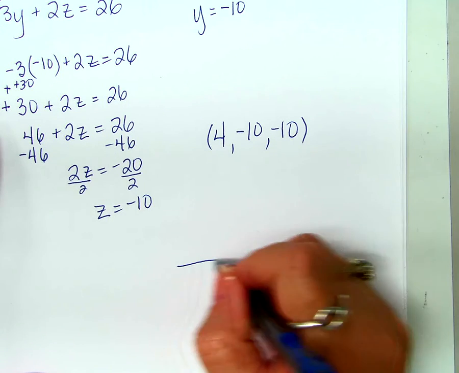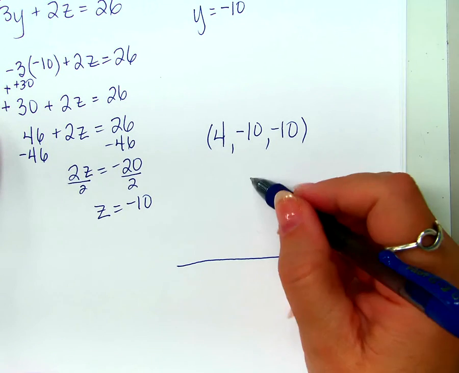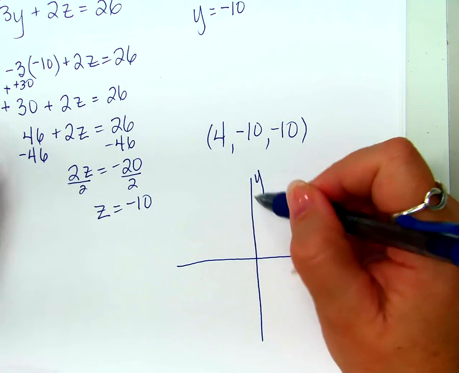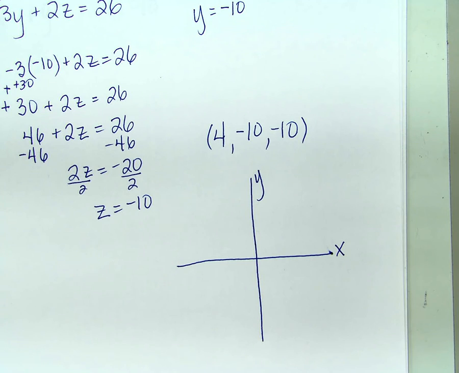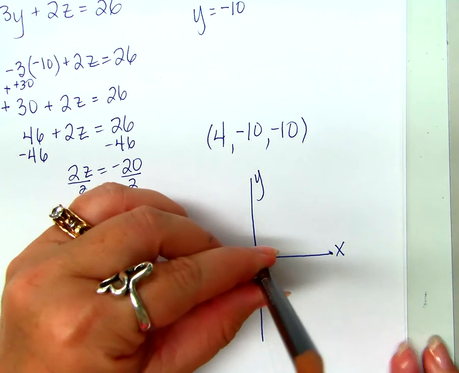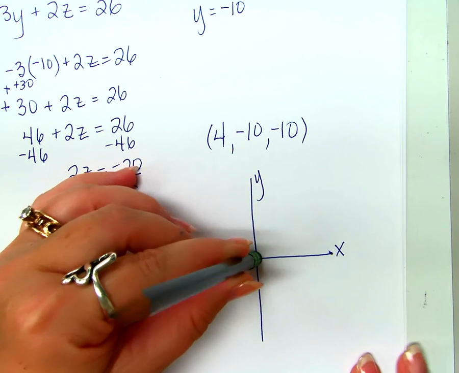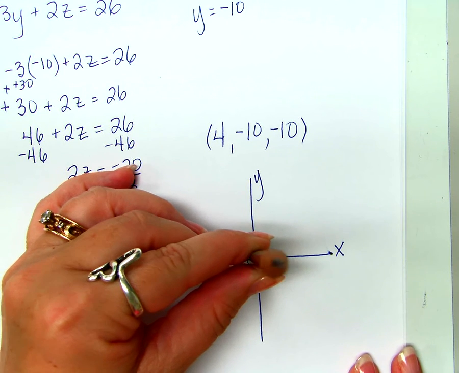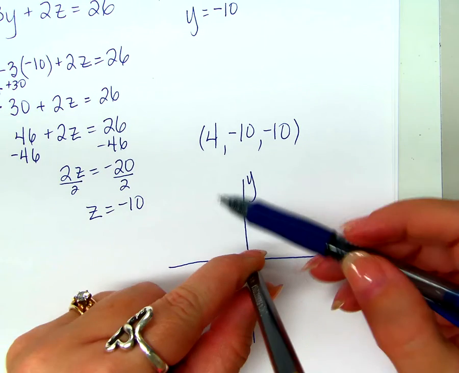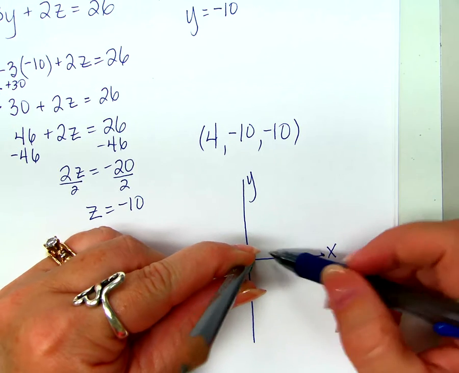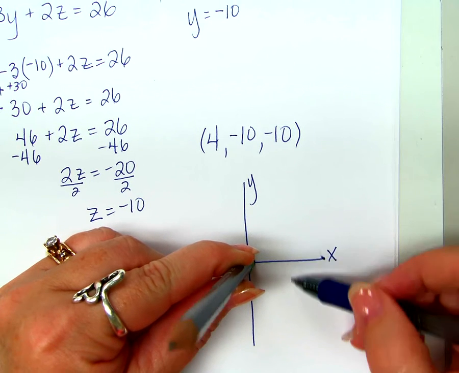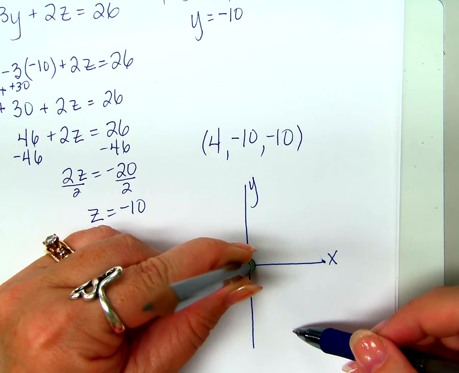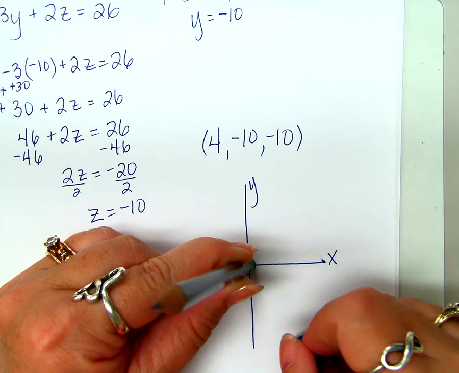Are you ready? Here's the x-axis. Here's the y-axis. Here is the z-axis coming through the paper. Like this. You see it? So if I was going to graph this point right here, (4, -10, -10), I'd go 4 out, 10 down, and then 10 below the piece of paper.